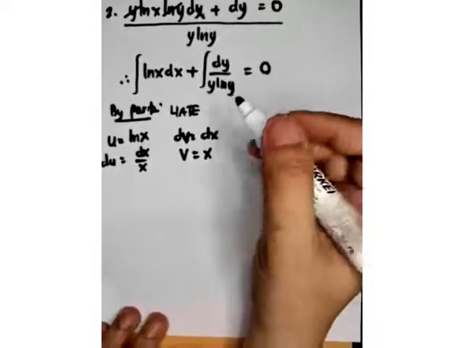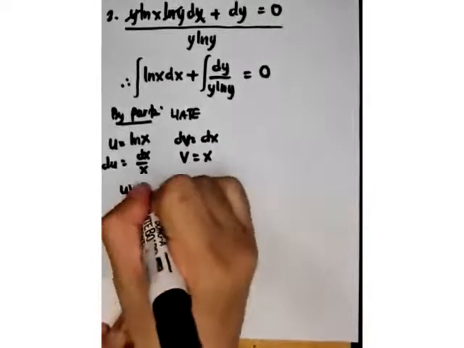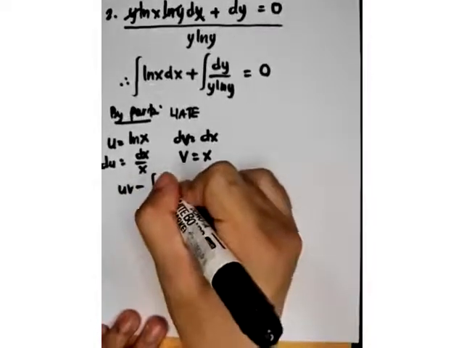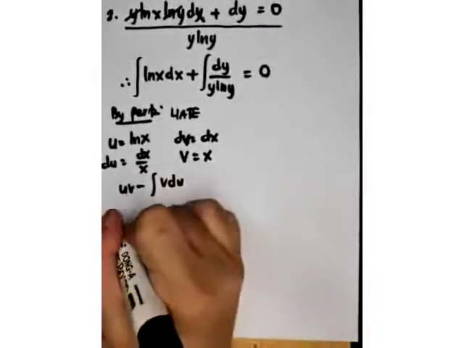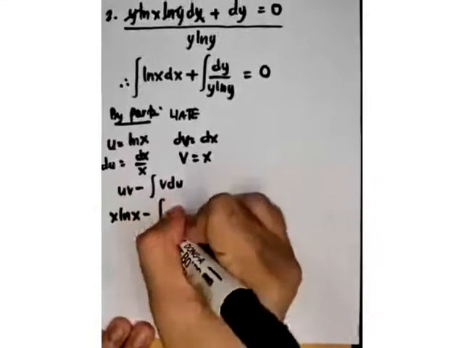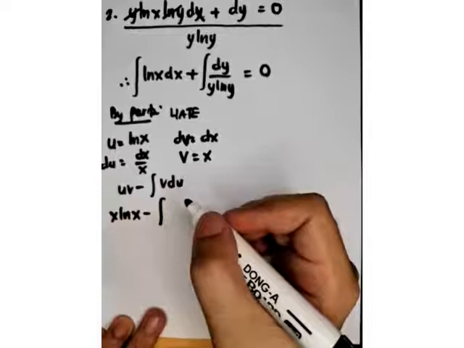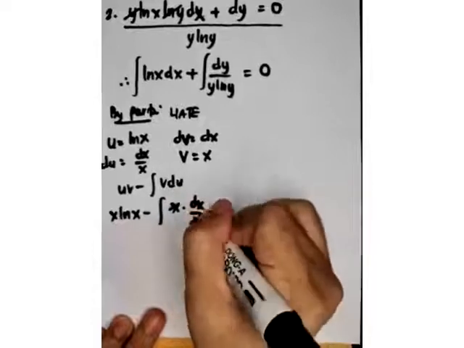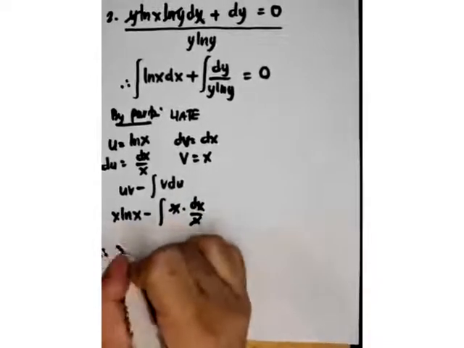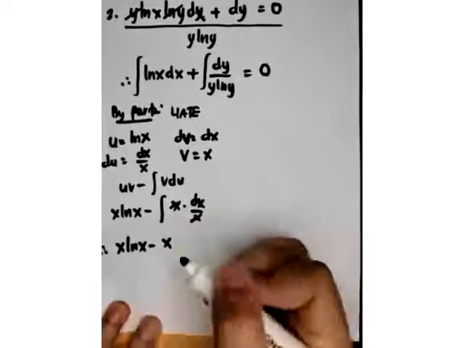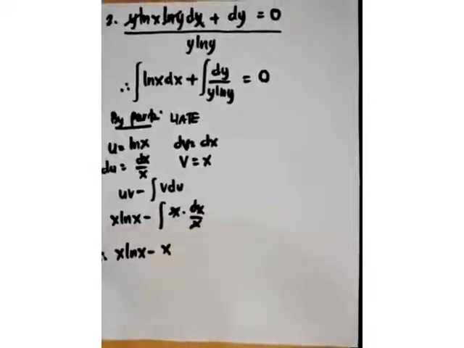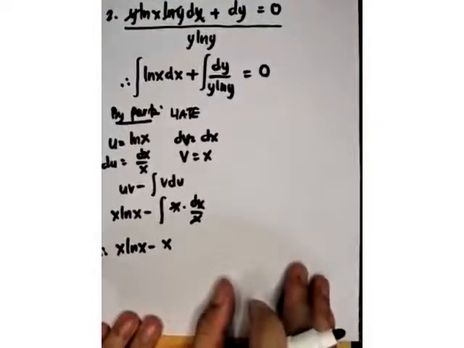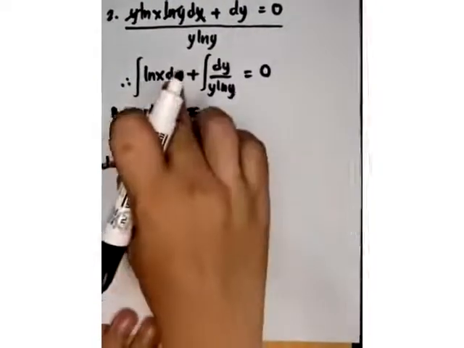So, ano bang formula natin? Formula natin is uv minus the integral of v du. Ayan. So, that will be x ln of x minus the integral of v, x times du, dx over x. So, cancel. So, therefore, the answer is x ln of x minus x. Okay lang, Vincent. Okay? So, this is the integral of this part.